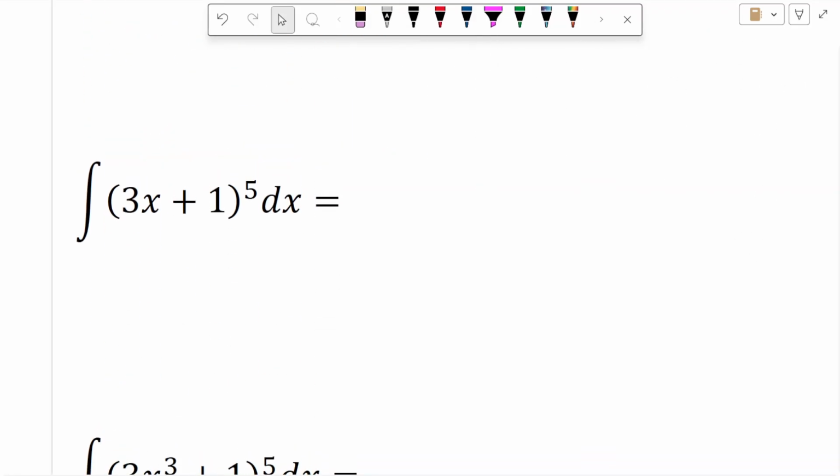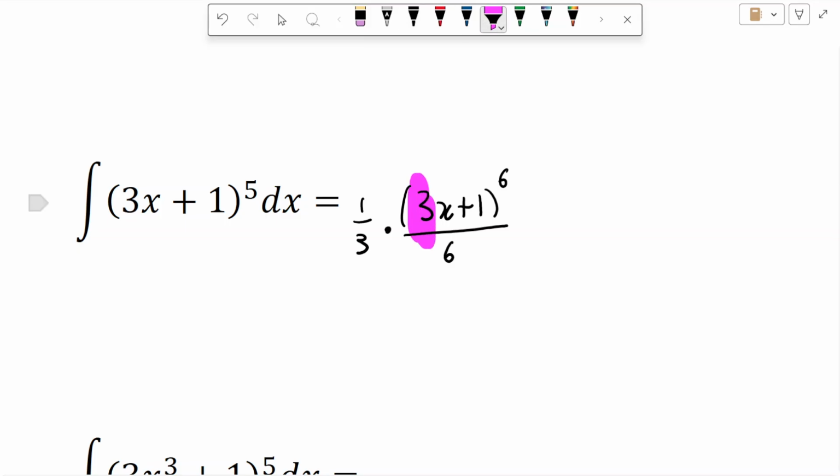Next one, (3x plus 1) to the 5. Now, this is a special case. It works a little bit like the chain rule, but not quite. So you do get (3x plus 1) to the power of 6, all over 6. So it's sort of like that normal rule there. And you've got to times it by 1 over the number with x. So that number was 3, and 1 over 3.